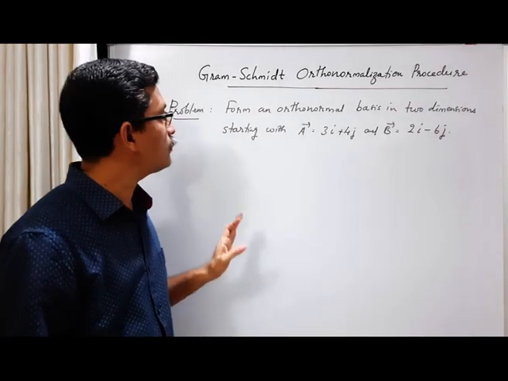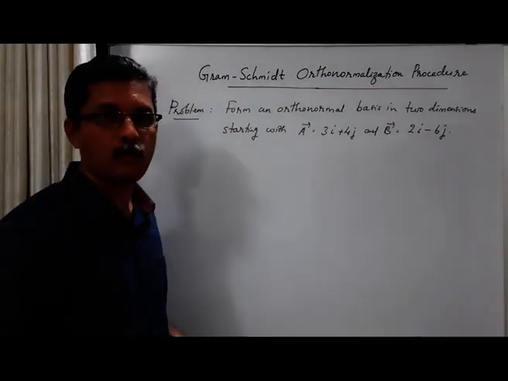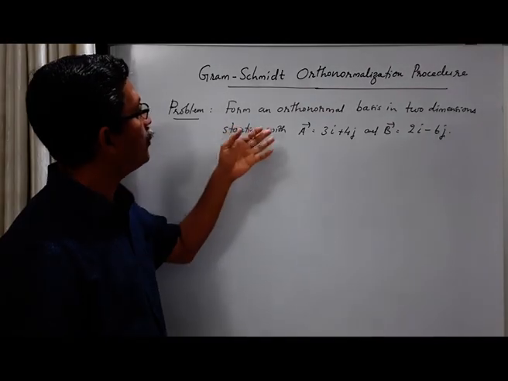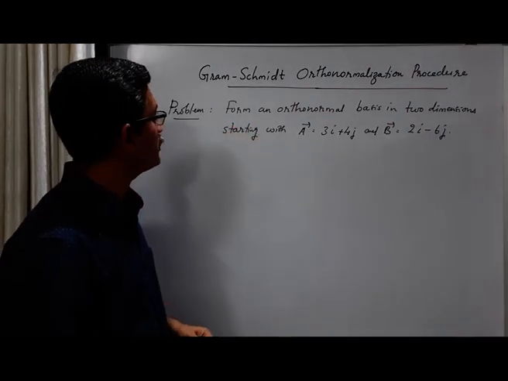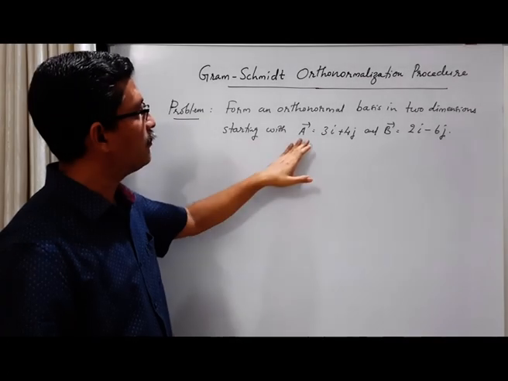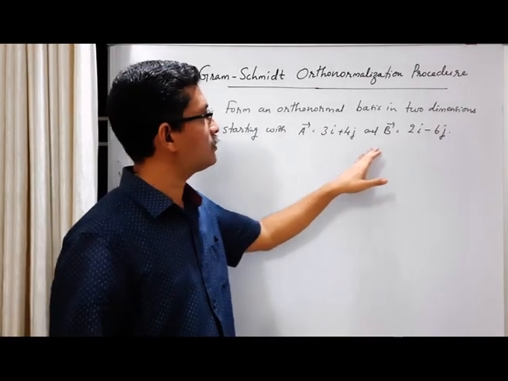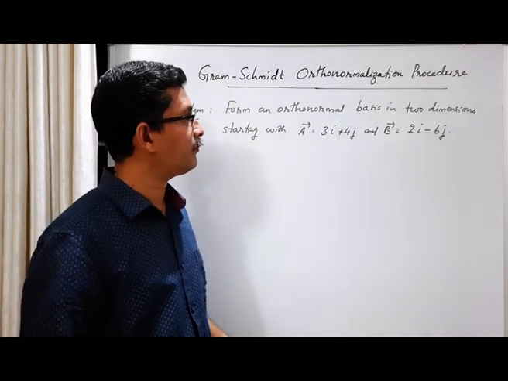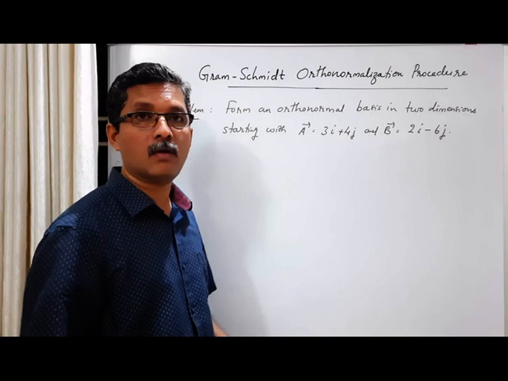As an illustration of this Gram-Schmidt orthonormalization construction, let us consider this problem. Form an orthonormal basis in 2 dimensions, starting with vector A equals 3i plus 4j and vector B equal to 2i minus 6j. So two vectors are given in Cartesian coordinates.